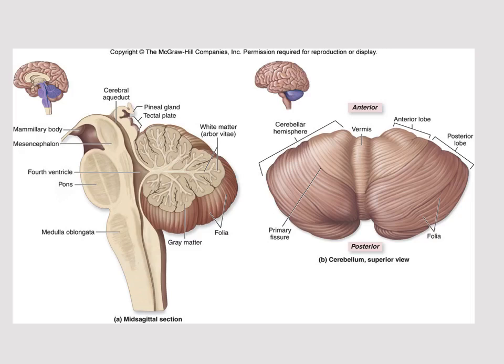The aqueduct is going to lead anterior to the tectal plate, but posterior to the mesencephalon. It's going to continue through anterior to the cerebellum, leading to the fourth ventricle. It will then exit out through what's referred to as the central canal of the spinal cord. We then get to, posteriorly, the cerebellum.